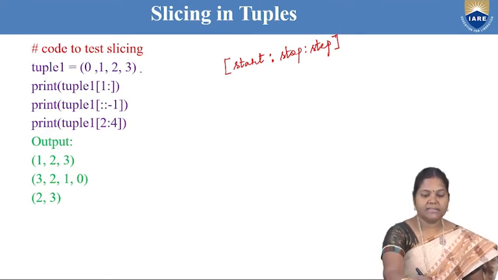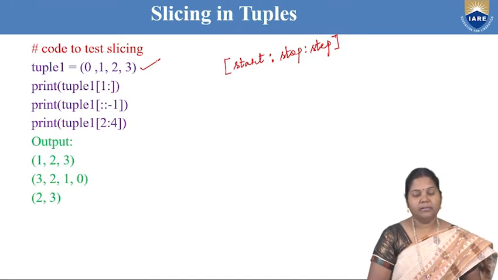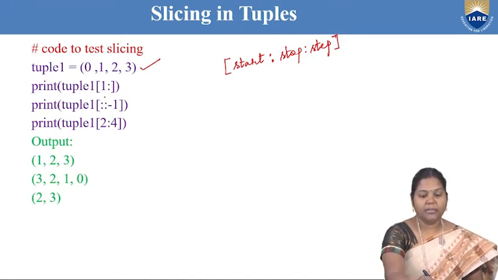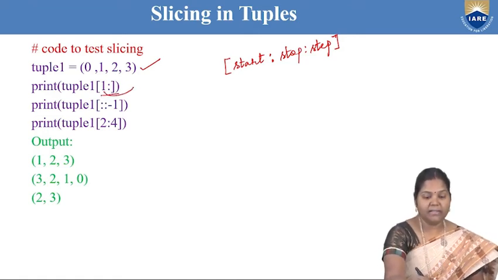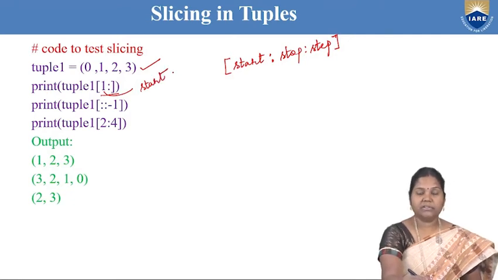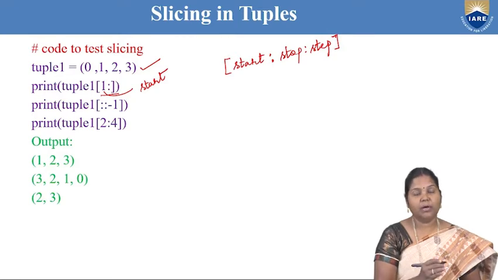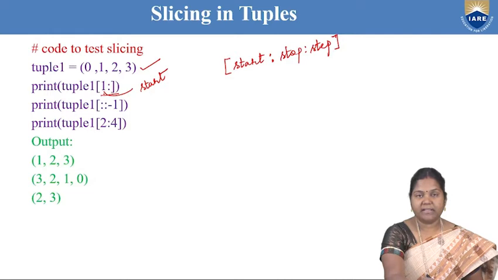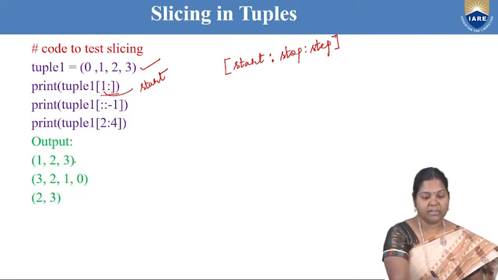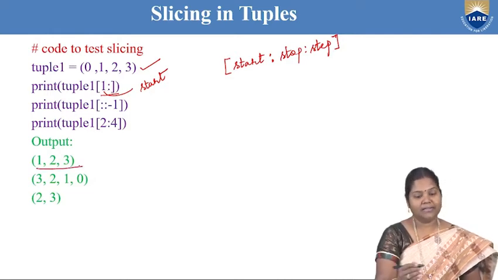Now let us take a tuple which contains 4 elements: 0, 1, 2 and 3. Now tuple of 1 colon. Here 1 is nothing but the start value. If stop or step is not mentioned, by default it will go up to the end of the tuple. So from first index up to the end. You can see over here the output is 1, 2 and 3.